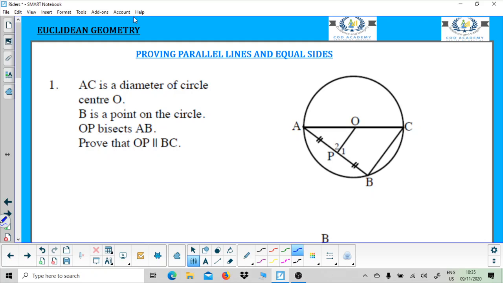So to start with, we're going to just prove some parallel lines and some equal sides and perhaps a few equal angles. So here is the question that we have. The main thing you want to see is that AC is the diameter. It's a very crucial thing to remember what a diameter does. And a diameter, once we have it, we know very well that it subtends an angle that is 90 degrees at the circumference. So that's the one good thing about a diameter right there.